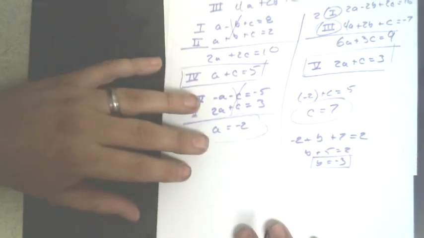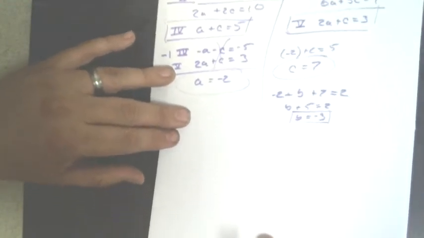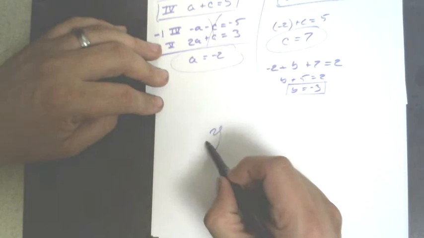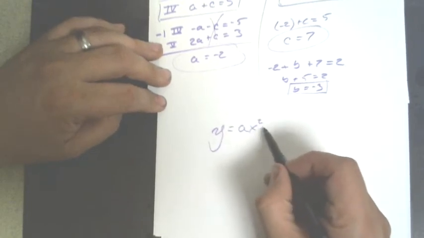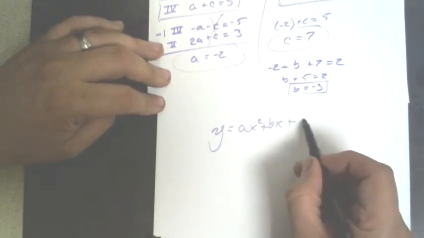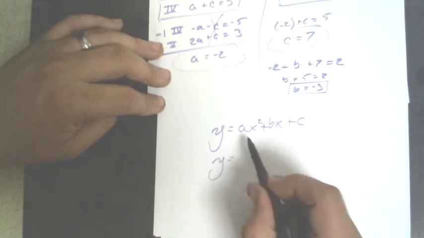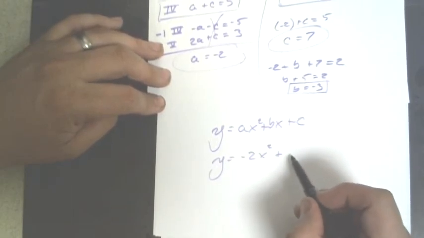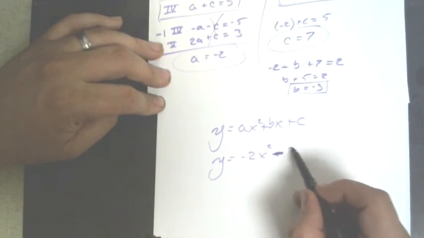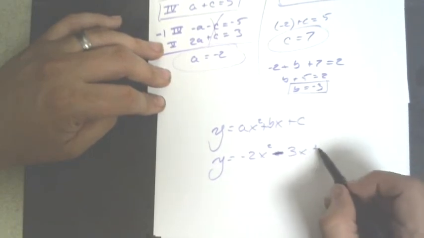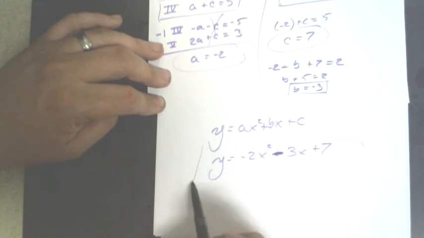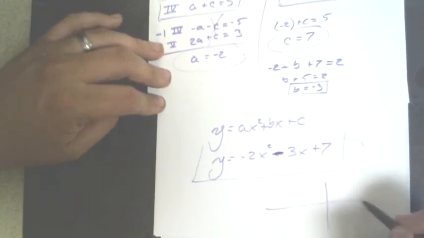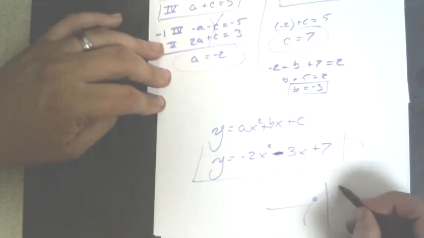And remember what we were trying to find. We were trying to find y equals ax squared plus bx plus c. Well, we found the a, -2x squared. We found the b, minus 3x. And we found the c, plus 7. That is the parabola whose graph goes through the points that we were given.